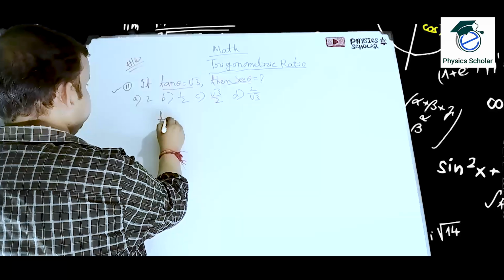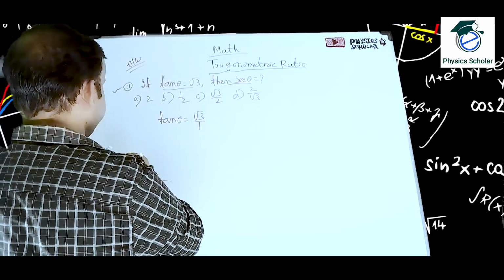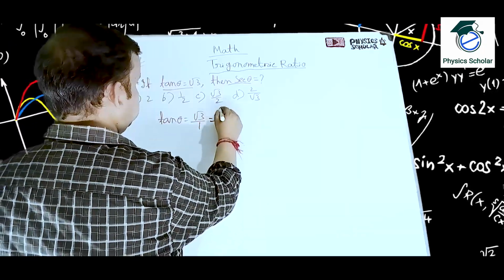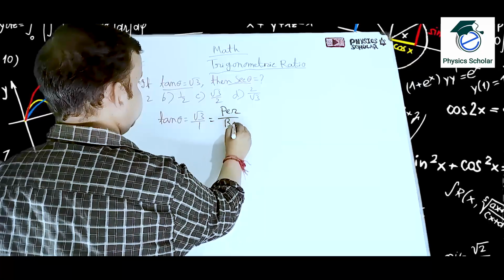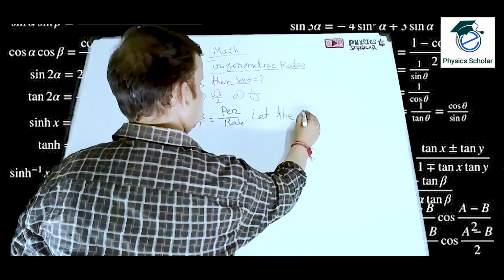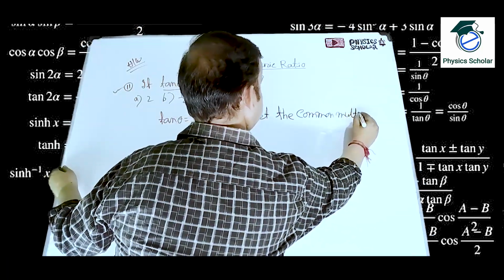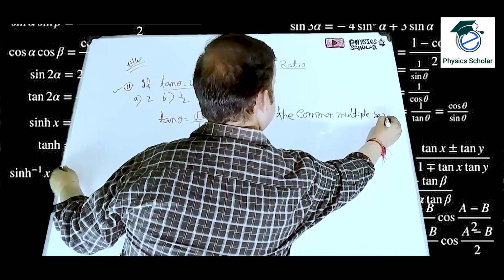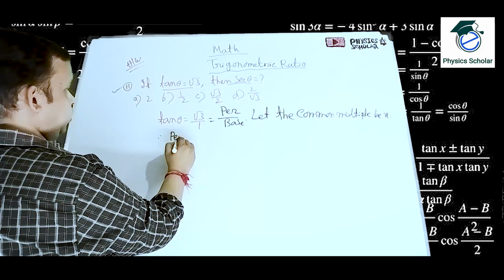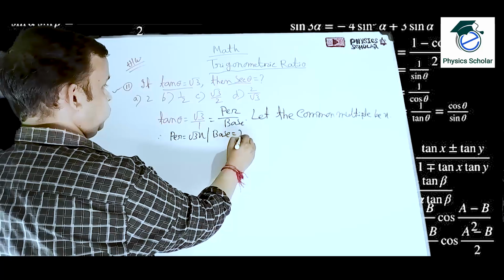Clear? So tan theta is equal to root 3, by 1 we can assume that. Tan theta is equal to perpendicular by base. So let the common multiple be x. Clear? So perpendicular is equal to root 3x and base is equal to x unit.